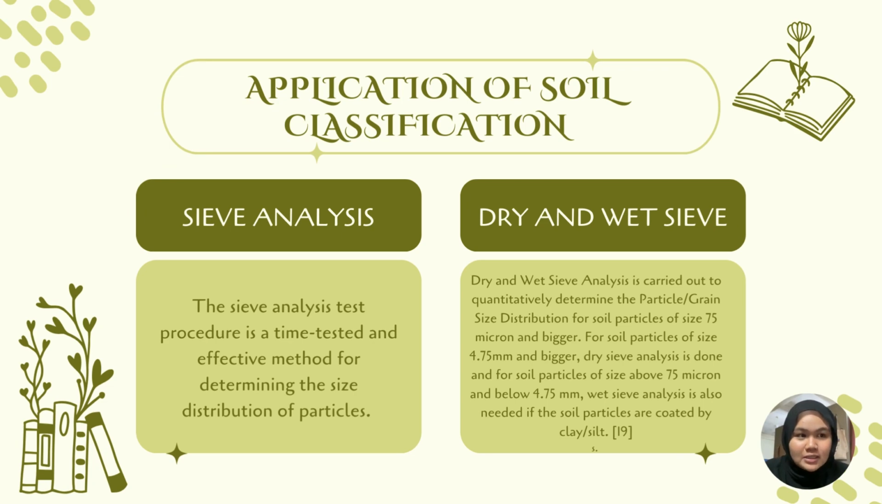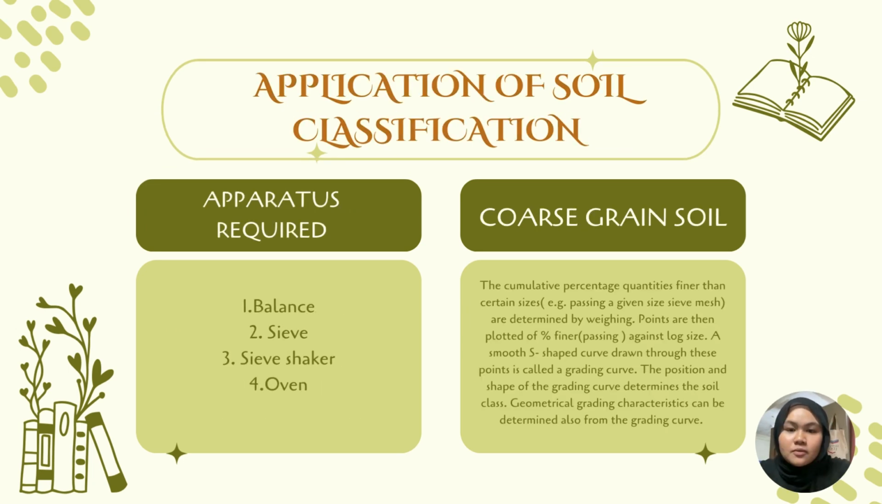For soil particles of size 4.75 mm and bigger, dry sieve analysis is done, and for soil particles of size above 75 micron and below 4.75 mm, wet sieve analysis is also needed if the soil particles are coated by clay and silt. Thirdly, the apparatus required: first, balance; second, sieve; third, sieve shaker; and fourth, oven.